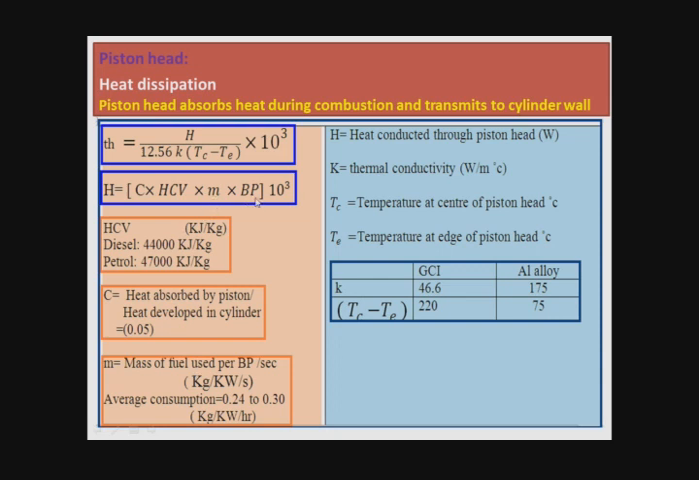BP is brake power, and you have to substitute it in terms of kilowatt. So if you substitute BP in kilowatt, m is in kg per kilowatt, so kilo and kilo get canceled here. And HCV you substitute in terms of kilojoule per kg. Because of this kilo, the remaining is only 1 kilo. To convert that, to remove that kilo, it is multiplied by 10 raised to 3. Then the H value will be in terms of watt.